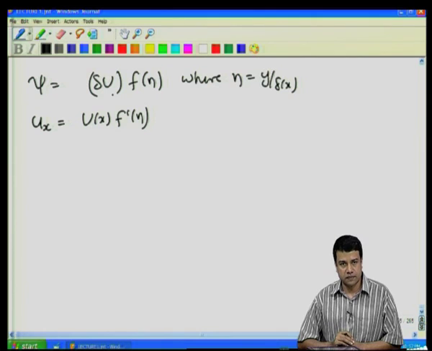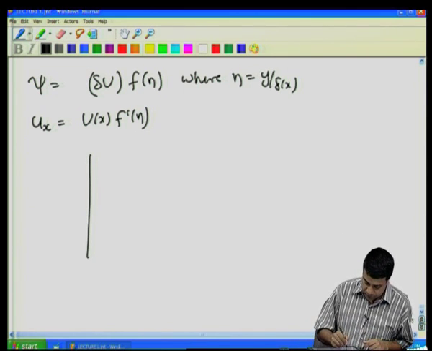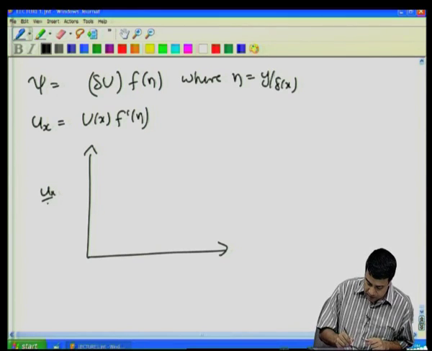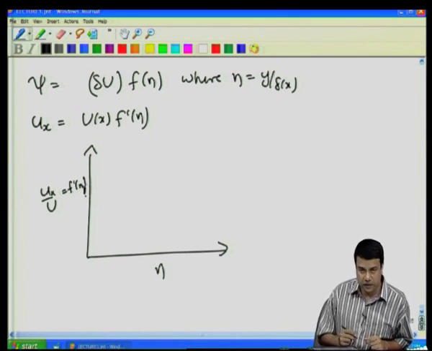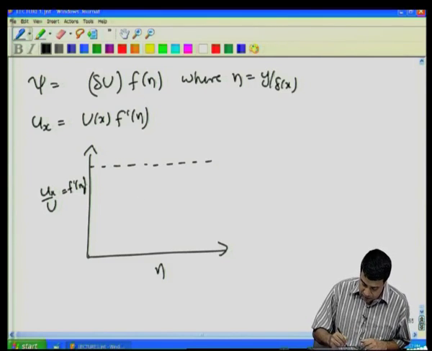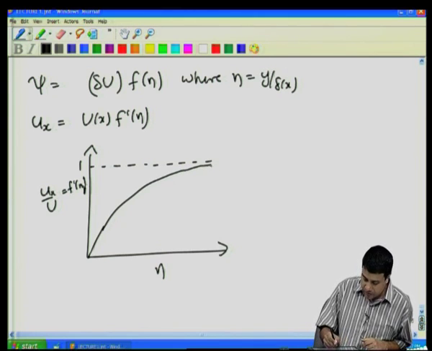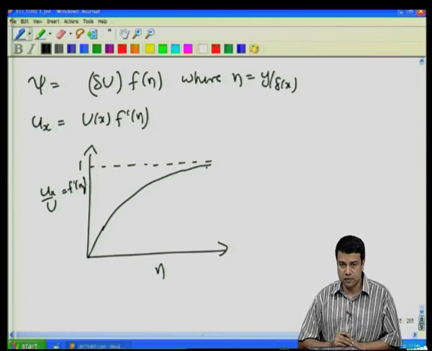Delta u times f of eta was the stream function, where delta is the boundary layer thickness. On that basis, ux was equal to f prime of eta. And this gave us a very important insight: the velocity profile ux by u, which is equal to f prime of eta, if you plot that as a function of the similarity variable eta. Of course, for the free stream, this f prime has to go to 1 in the limit as eta goes to infinity.